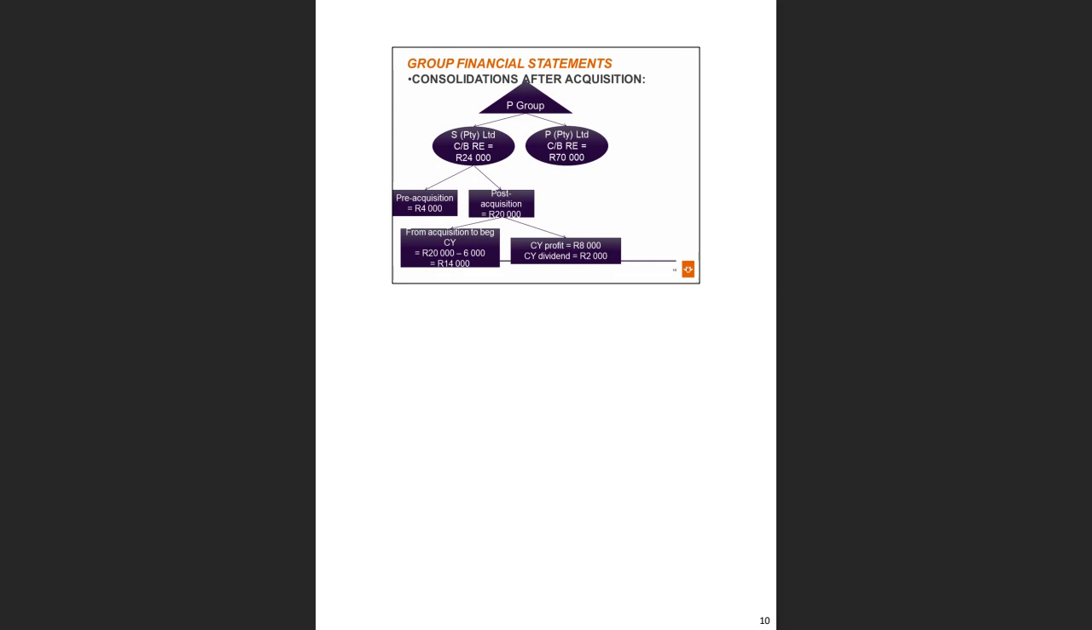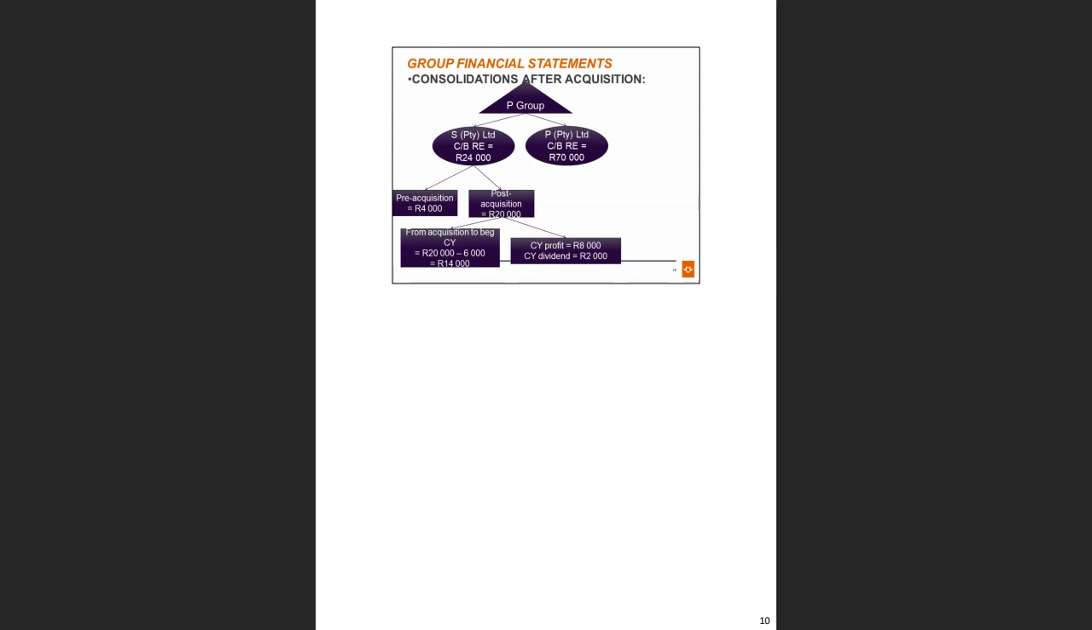So we have to split the retained earnings. This retained earnings is 24,000 Rand, and it basically consists of all of the accumulated profits from the previous years. So we now need to split this closing balance of retained earnings of 24,000 Rand into our pre-acquisition retained earnings and our post-acquisition retained earnings.